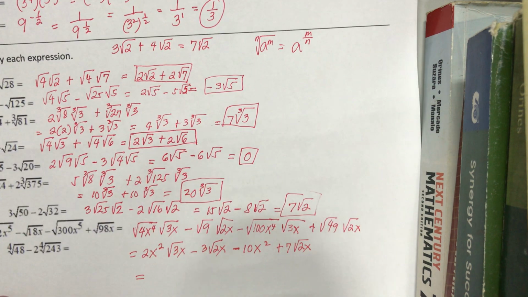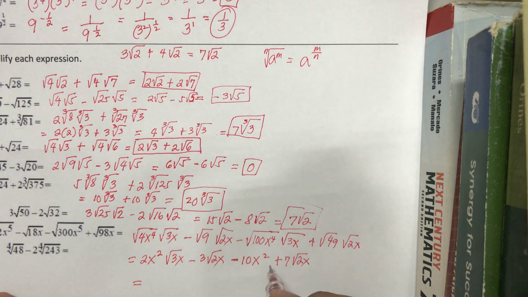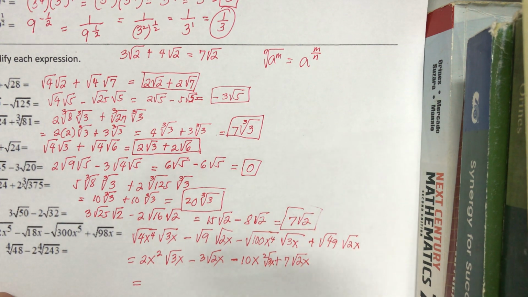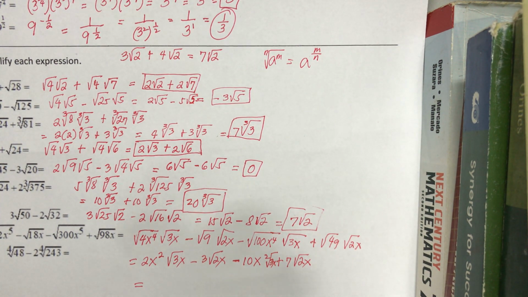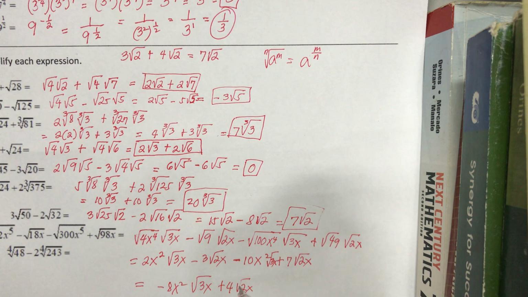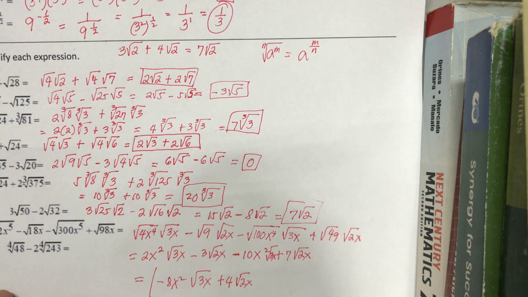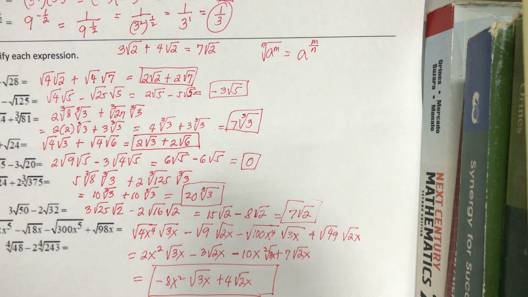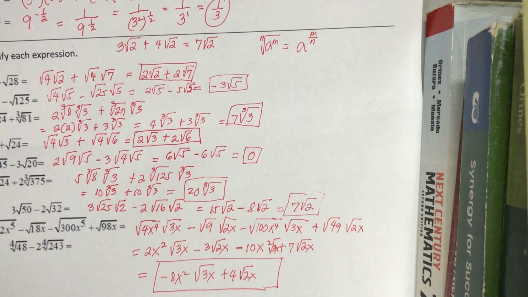Okay. Combine like terms. 2x squared square root of 3x minus 10x squared square root of 3x will be negative 8x squared square root of 3x. 2 minus 10 is negative 8. Copying x squared and copying the square root of 3x.